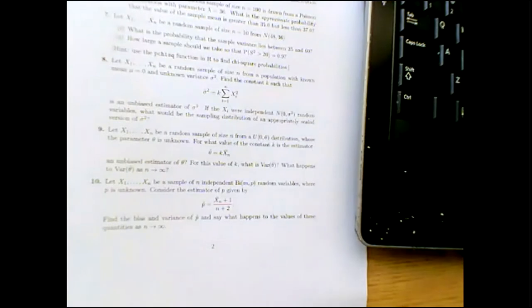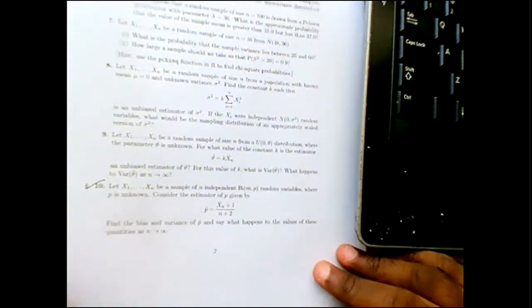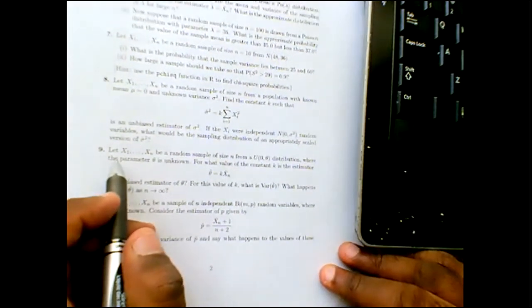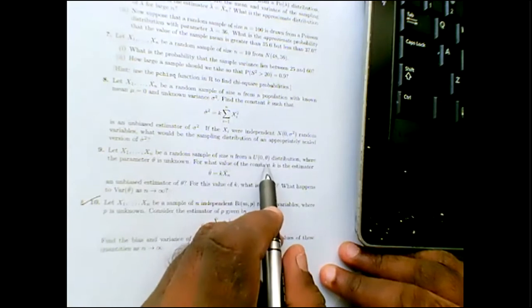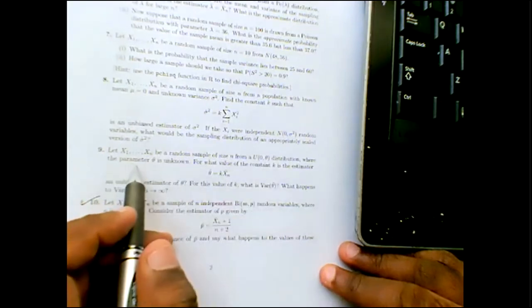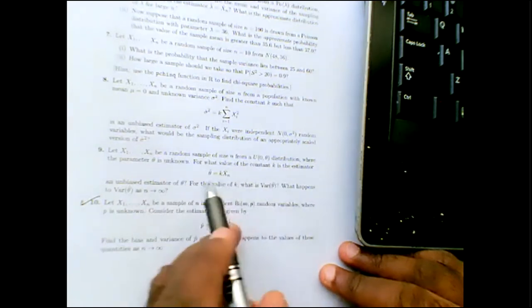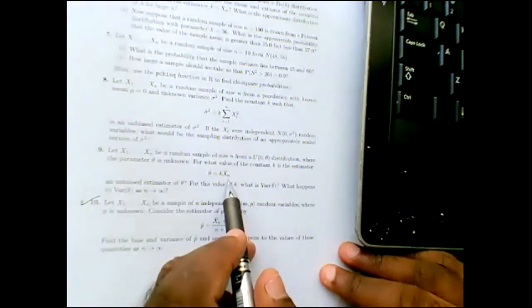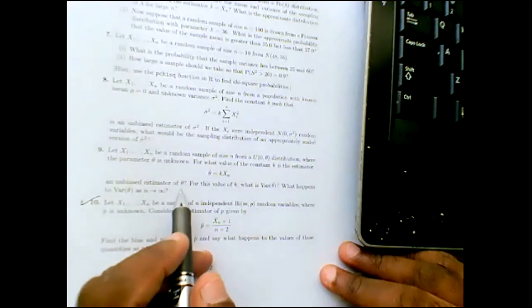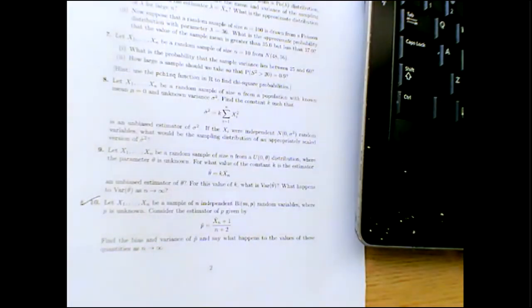All right, so let's go back to the tutorial sheet. I've done question 10, so we are done with this. Now question 9: you have a random sample from a uniform distribution on 0 to theta, where theta is unknown. The first part is to find the constant k such that theta hat equals k times x bar is unbiased for theta. That shouldn't be too difficult for you guys to do.